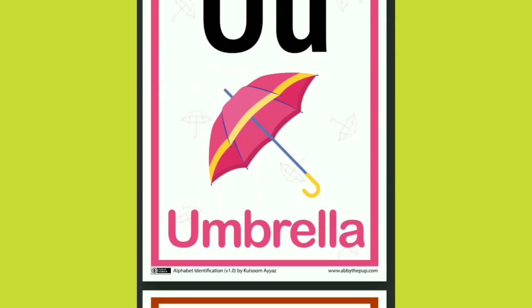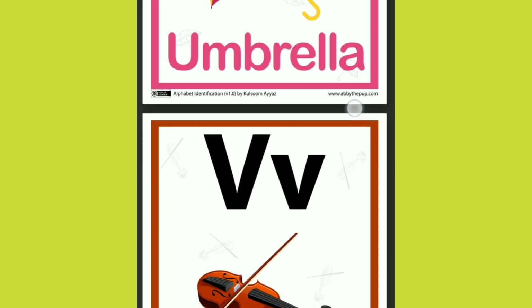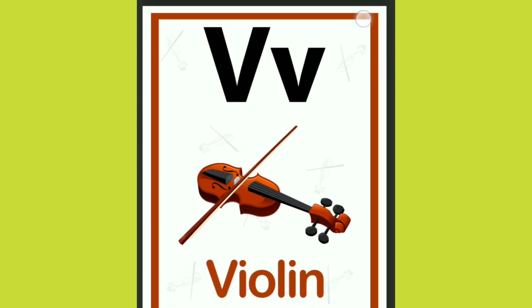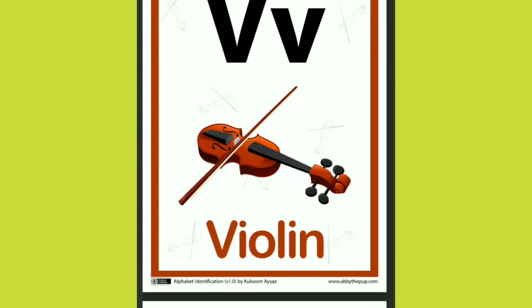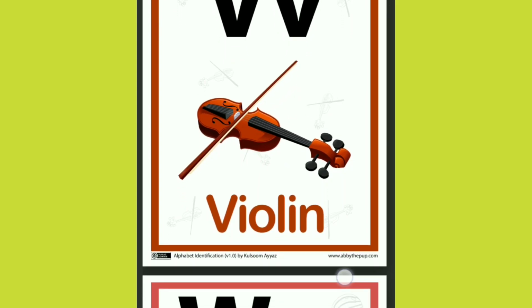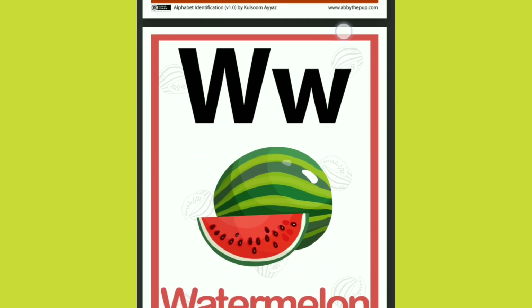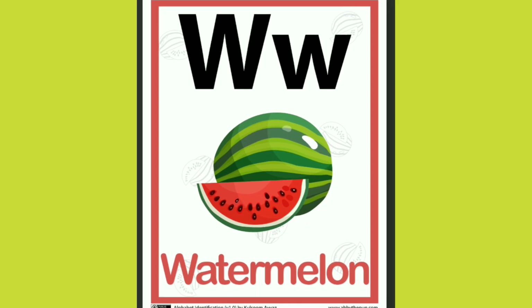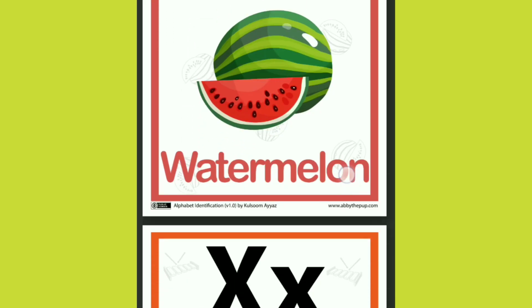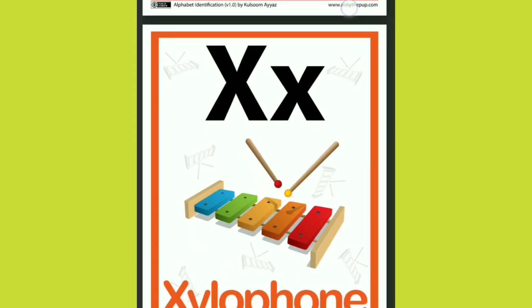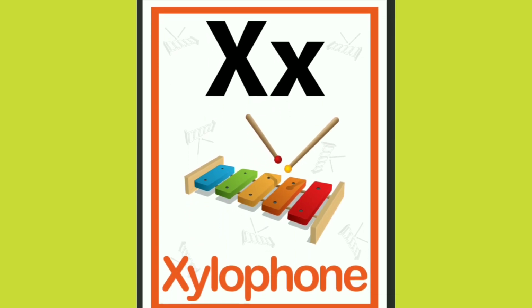U for umbrella. V for violin. W for watermelon. X for xylophone.